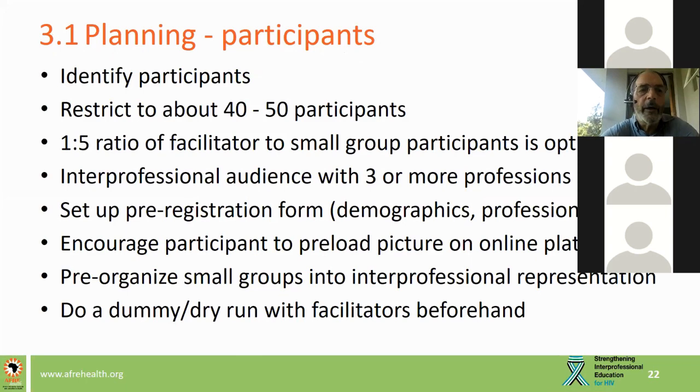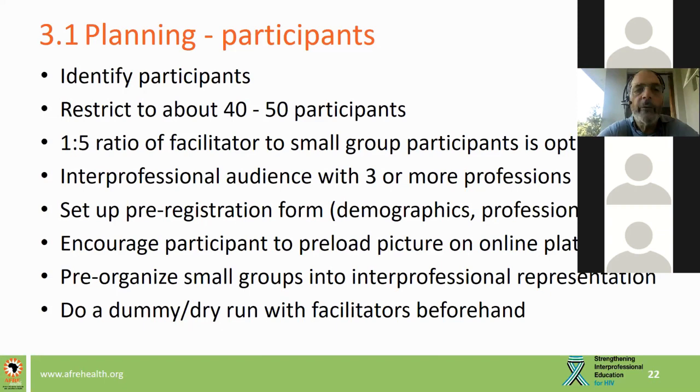Yeah, so I think when one starts planning the workshop, we have to identify the participants that we want to send the invite to for the registration of the workshop. And that is usually done by the administrator, but the prospective participants, and we want to have the participants representing as many different health professions as possible, because this is what we want to do with these workshops, is to improve interprofessional collaboration. We would normally restrict the participants to between 40 and 50.